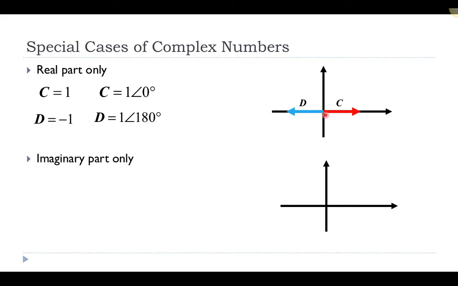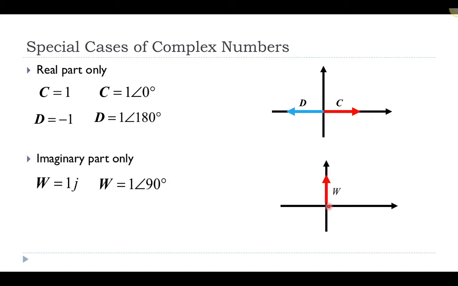If I had a complex number that was -1 and it did not have any imaginary part, then it would lie on the negative real axis and it would have an angle of 180 degrees. So some of these, it's a good idea just to remember that if the complex number only has one part associated with it, you just have to identify what those angles are.